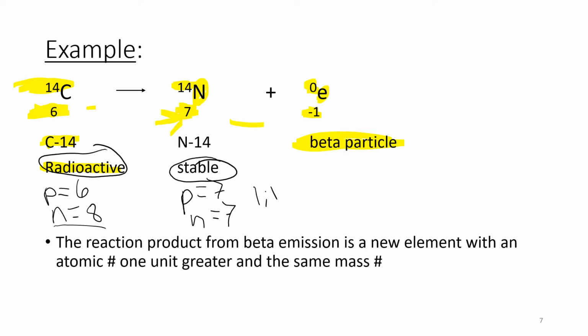So as an overview to remember whenever you're doing beta emission, the new element that you're going to be decaying from our radioactive isotope down into is always going to have an atomic number that's 1 greater than the original radioactive isotope and the same mass number. It's not going to change.